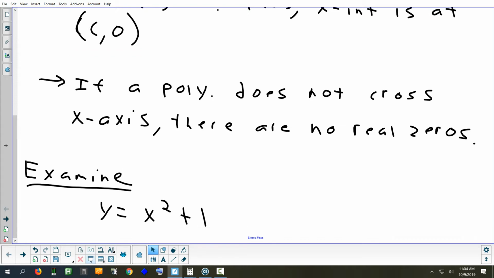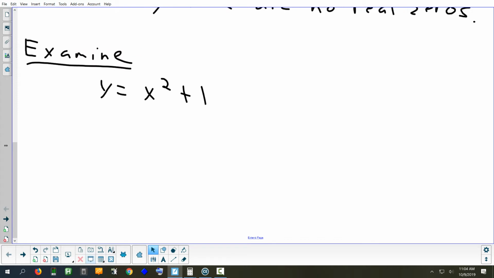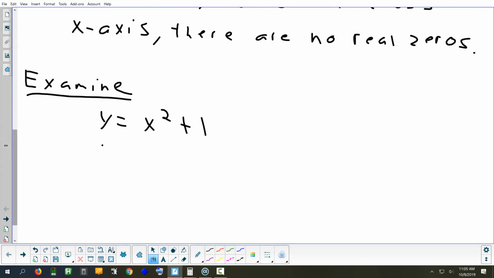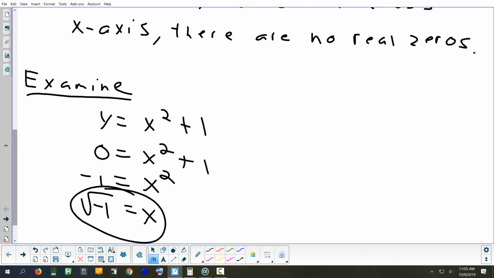Let's look at this one. So, let's say I set this equal to 0 and had you solve it. What's going to happen when you try to solve that? It's going to be the square root of a negative, right? So now you take the square root of each side, and that's the answer. It's the positive and negative square root of -1.